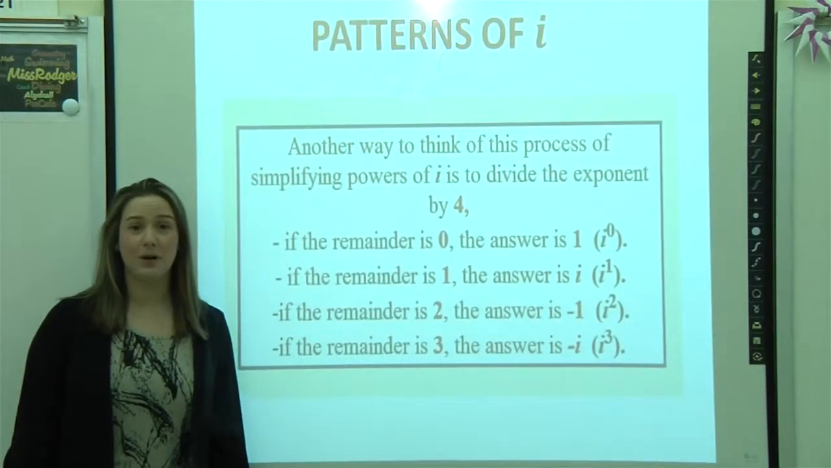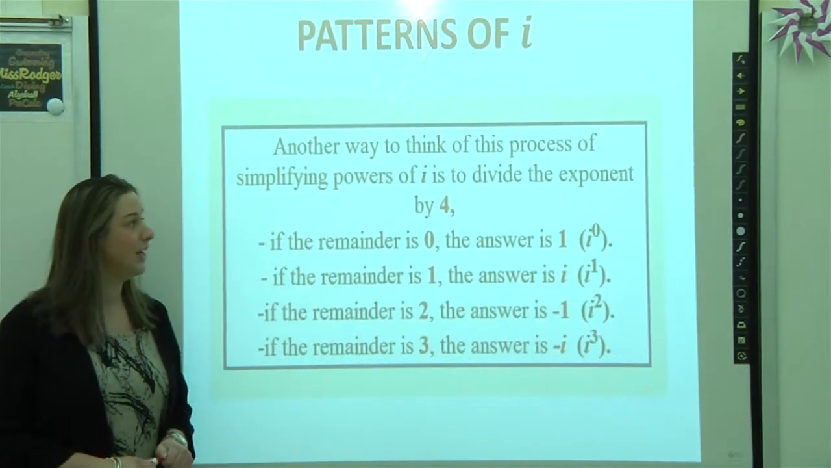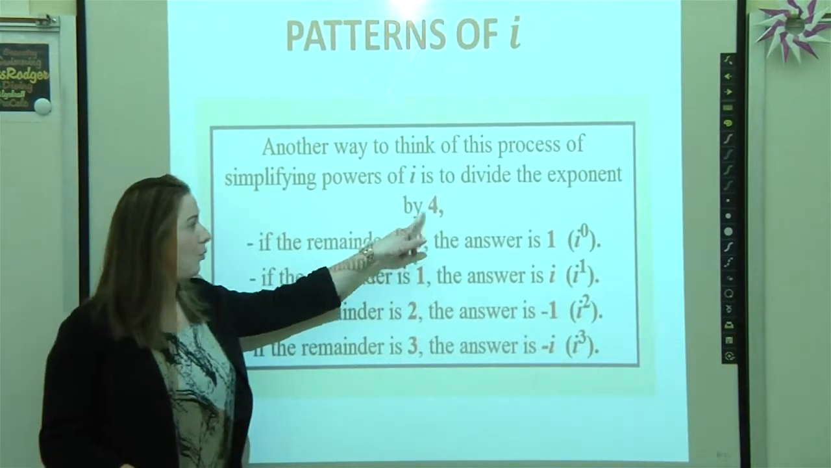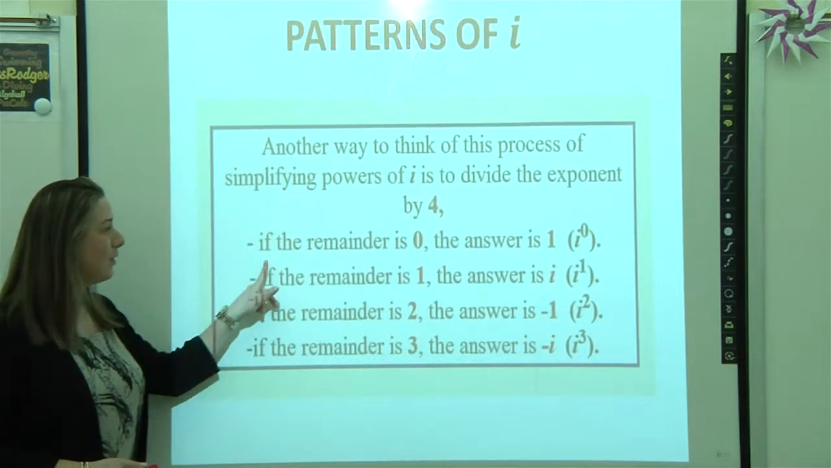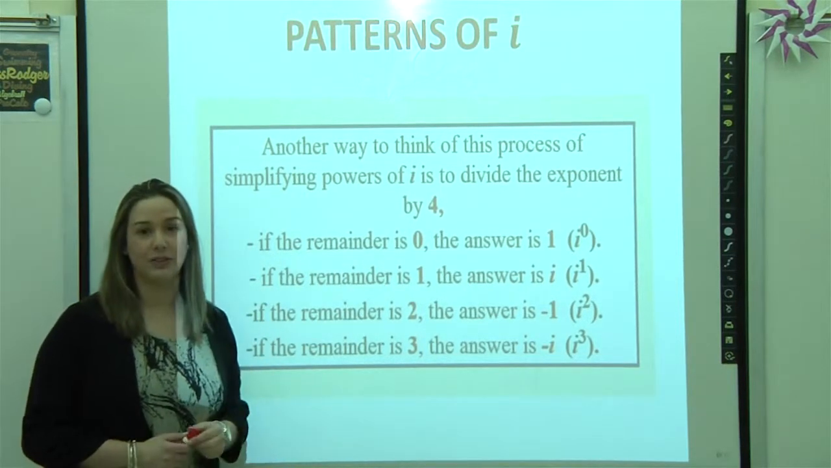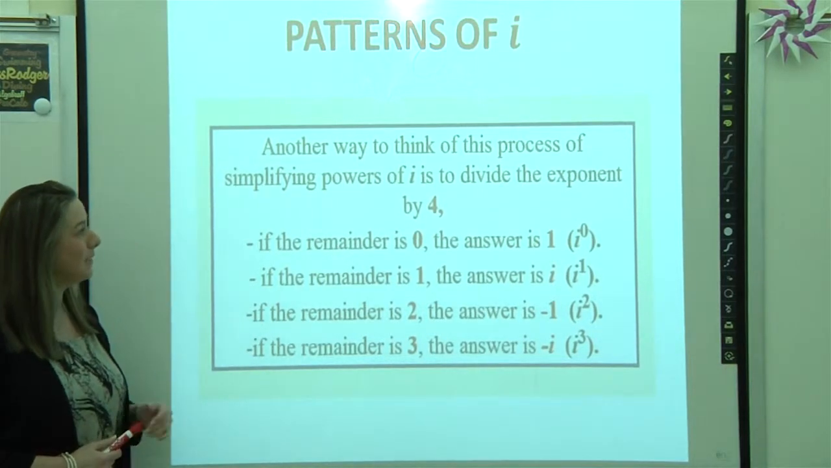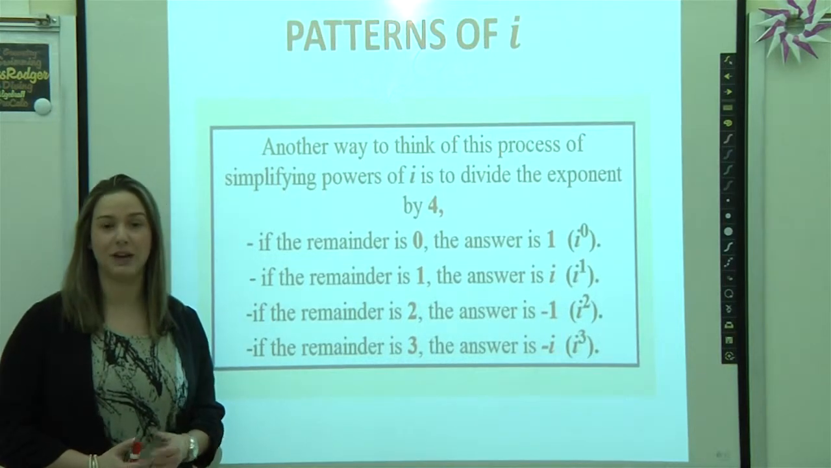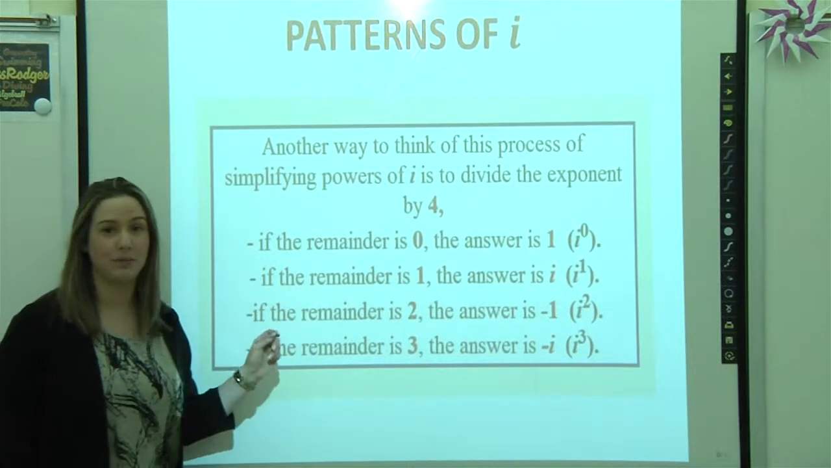So when we're thinking about patterns of i, there's another way to think about this process. Since we know it's cyclic, which means every time we get to a power of 4 it repeats, we can think about large powers of i using what the remainder would be. So we can simplify powers of i by grouping. We can figure out how many groups of i to the 4th there are in a number, and then think about what's happening with the remainder.